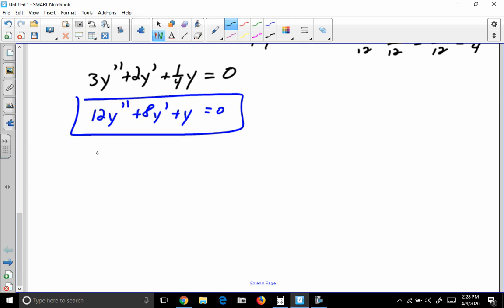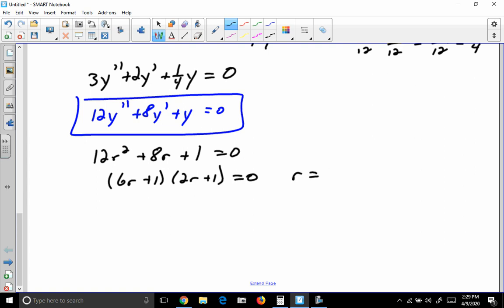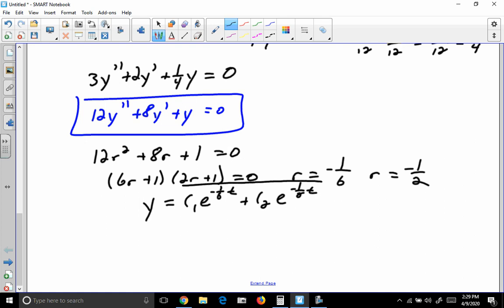So we could write our characteristic equation, 12r squared plus 8r plus 1 equals 0. That would factor to 6r plus 1 times 2r plus 1 equals 0. So r would be negative 1/6 and r would be negative 1/2. So y would be c1 e to the negative 1/6 t plus c2 e to the negative 1/2 t. So that would be y.